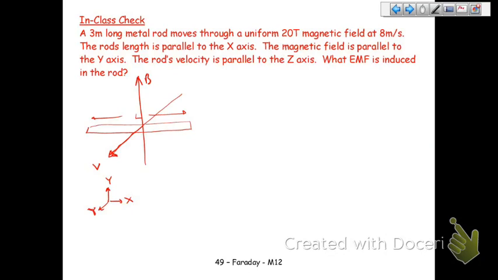So the rod's velocity. Yeah, which one is Z? Oh, I see. It's the European Z. Okay. So, let me just stop for a second.